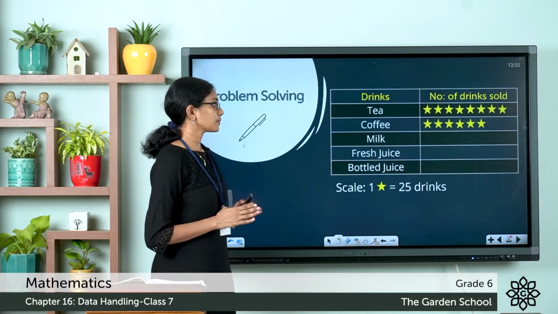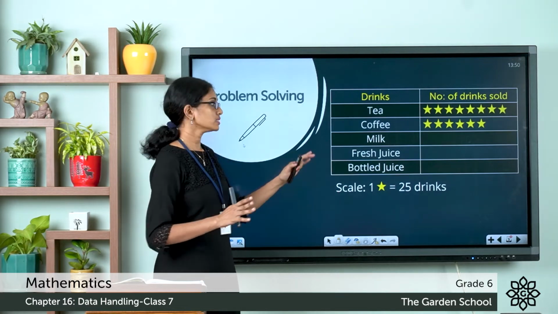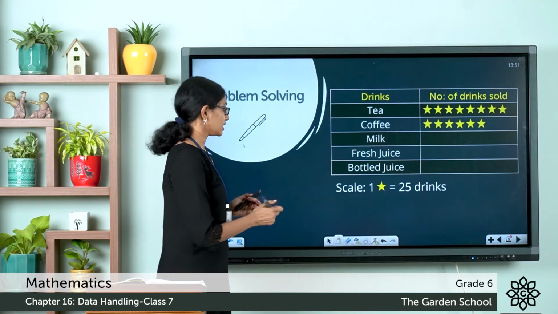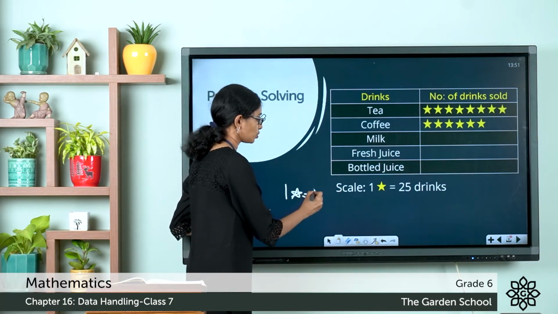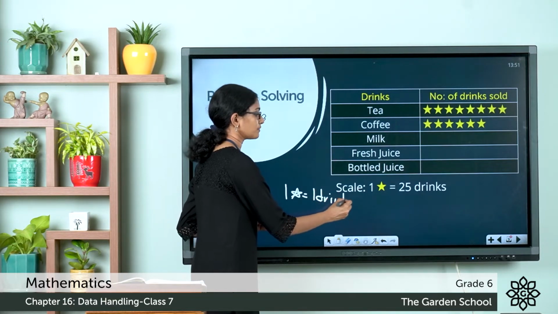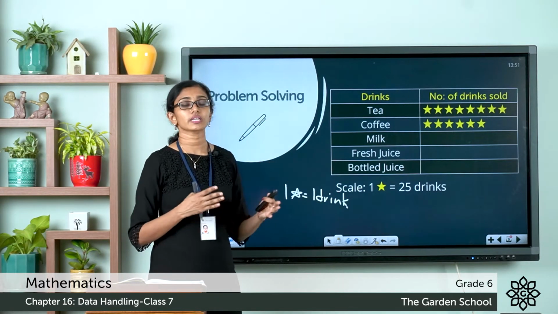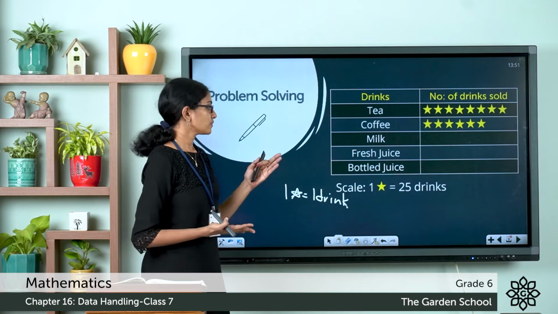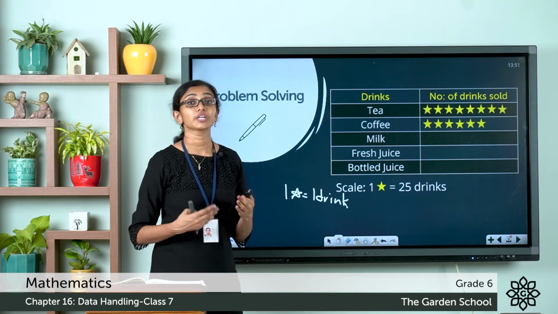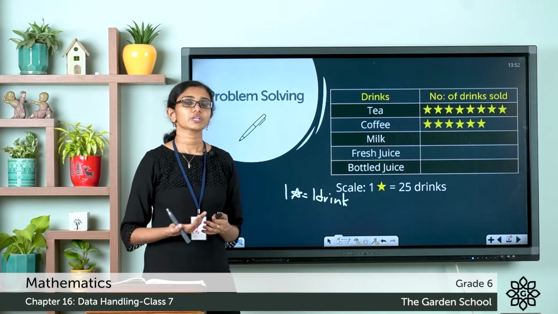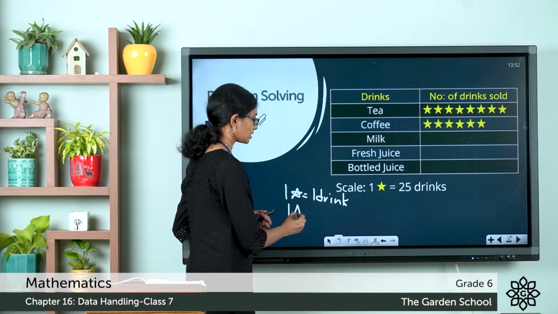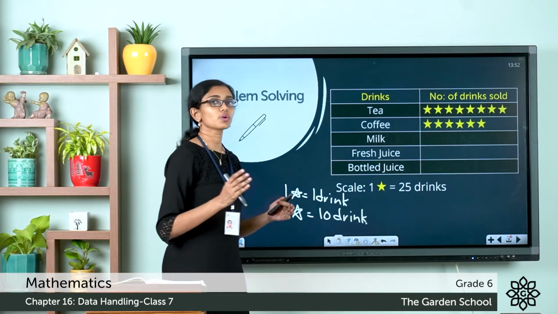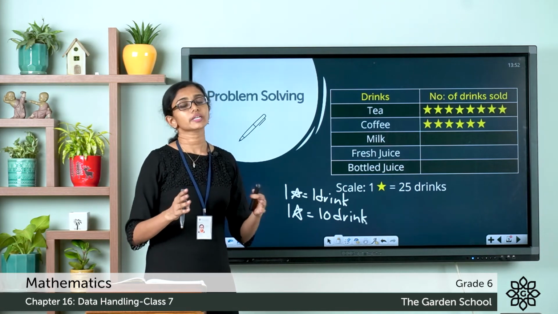So here I'll show you a sample. In this pictograph, I have chosen a star as the symbol. Now, if I use the scale as 1 star is equal to 1 drink, would it be convenient for us to represent the number of drinks sold on each day? See, the number of teas sold was equal to 200. So, if 1 star represents 1 drink, then we will need to draw 200 stars. What if we consider the scale as 1 star is equal to 10 drinks? Then to represent the 200 teas sold, we will need to draw 20 stars.